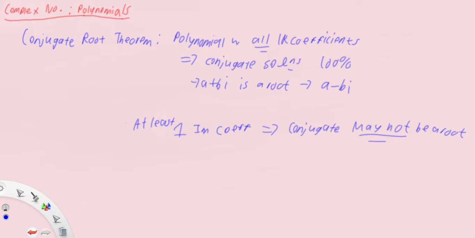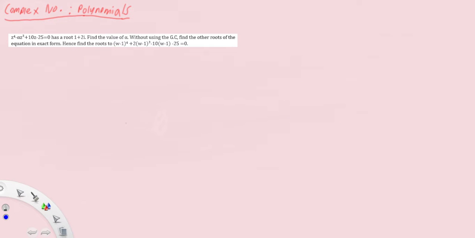All right, and let's apply this in our two examples, where we first have a polynomial with all real coefficients. And we have a quartic polynomial, power 4, and it has the root of 1 plus 2i. And we need to find the value of alpha. So we don't know if alpha is a complex number or not, but given that they want to find the value, it's likely a real number.